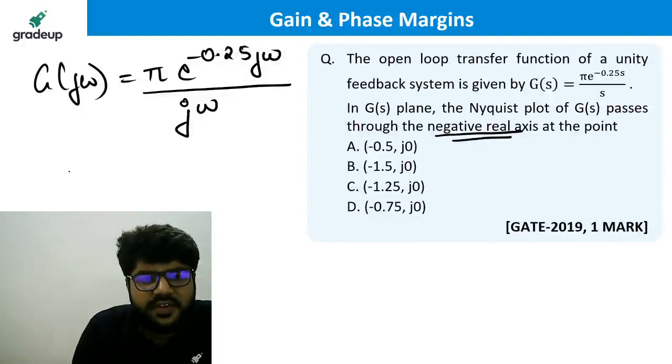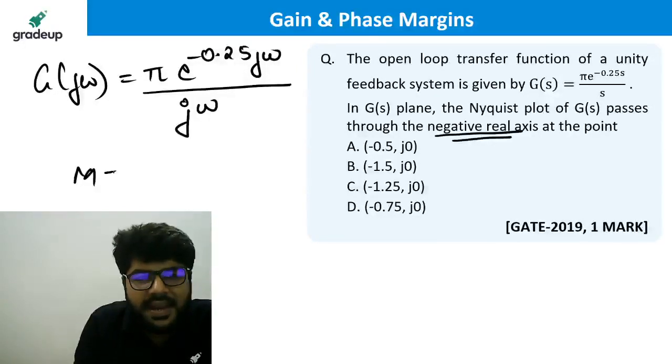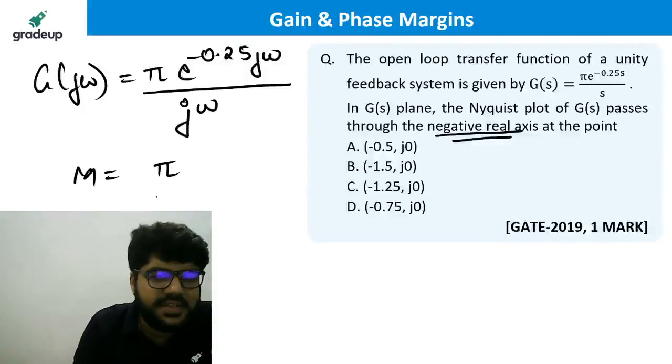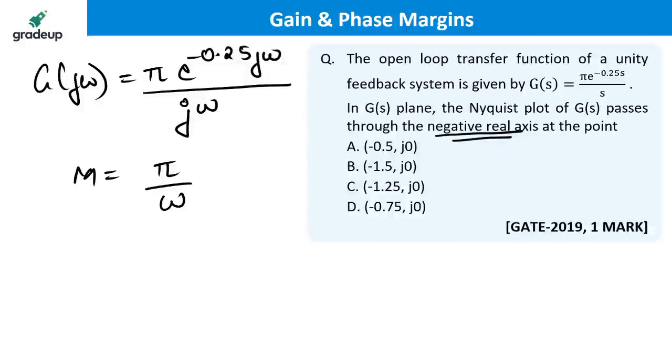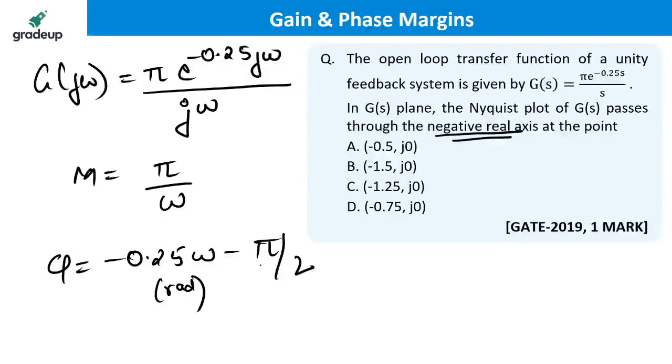So what is the phase and what is the magnitude? Magnitude of π is π. e^(jθ) magnitude is again 1. The magnitude is 1. And what about the phase? Phase is -0.25ω - π/2. Because in e^(jθ), θ is in radian, so here also I will not write 90 degree. Here I am writing π/2. So -0.25ω - π/2.